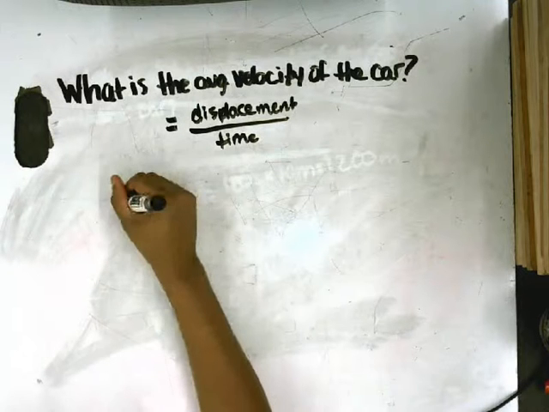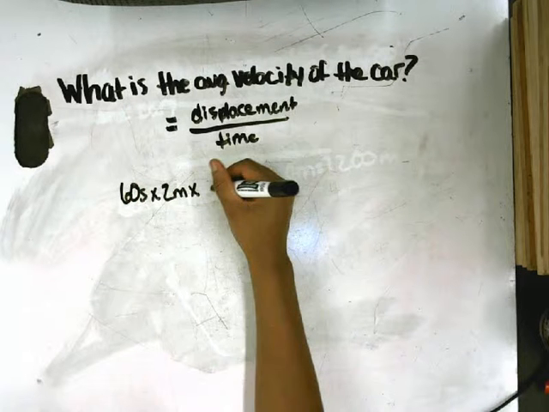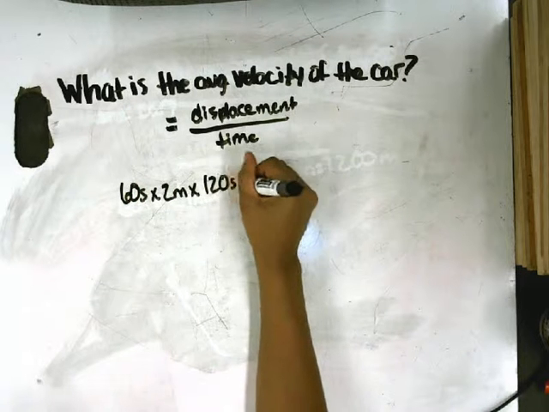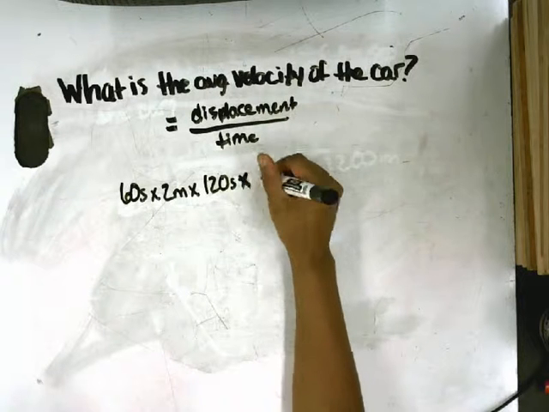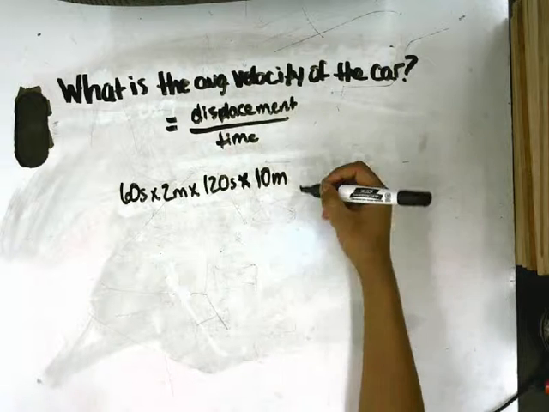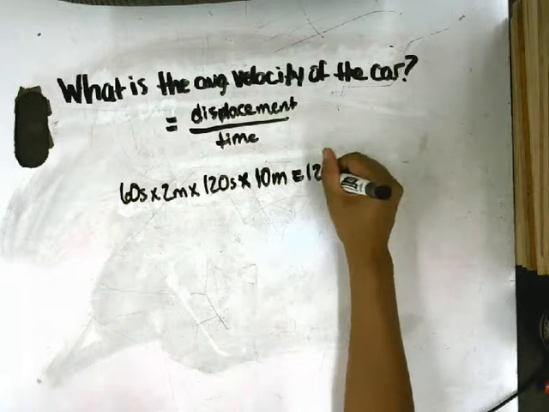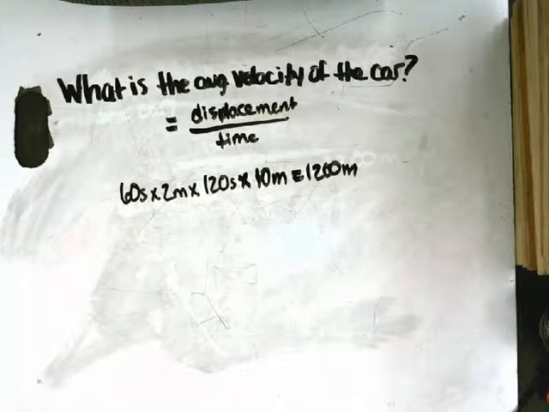So there's 60 seconds in a minute. You multiply that, you get 120 seconds in 2 minutes. Now you're going to multiply 120 seconds times the 10 meters per second the car is traveling, which is going to be equal to 1,200 meters.